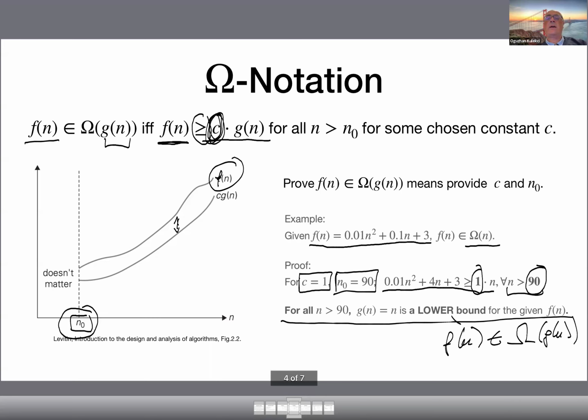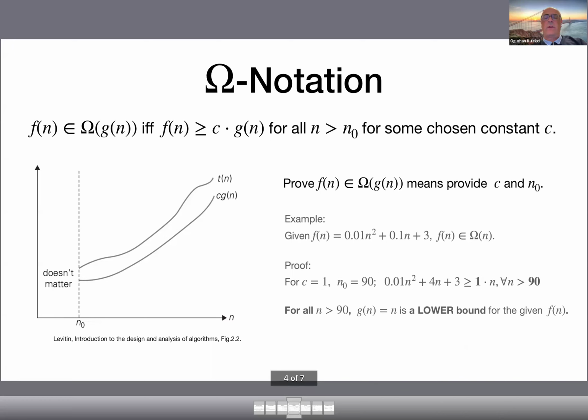Okay, what is f(n)? f(n) is this function. What is g(n)? g(n) is equal to n in my case. So far, so good.